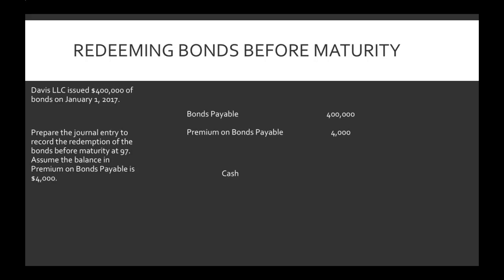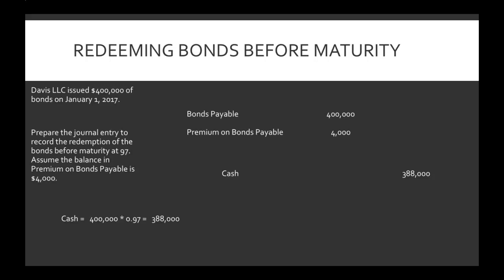Now cash takes a little bit of work. So what we need to do is take our face value, our $400,000, and multiply it by 0.97, because these bonds are being redeemed at 97. So that's at 97% of face value. So 97% of our face value is $388,000. So we will credit our cash for $388,000.